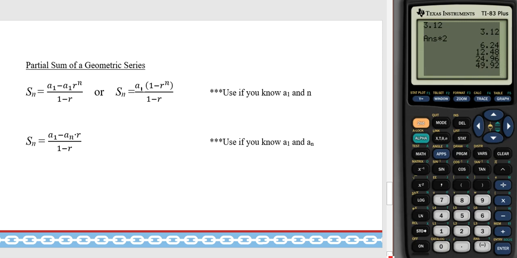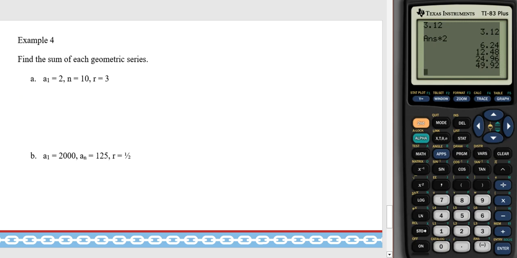So finding a partial sum of a geometric series, we have a couple of different formulas for finding those, depending on what information is available to us. If we know our first term and our n value, these 2 formulas here are the way to go. And if we know our first term and our last term, we can use this equation here. So we have to make that decision based on what information is presented to us.